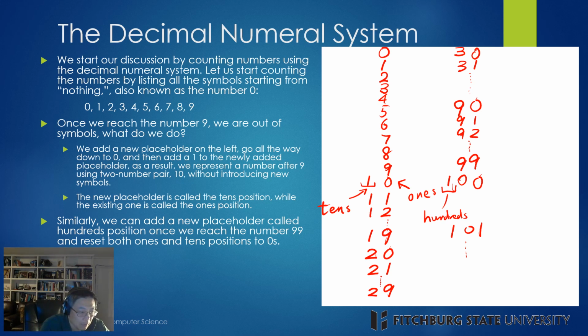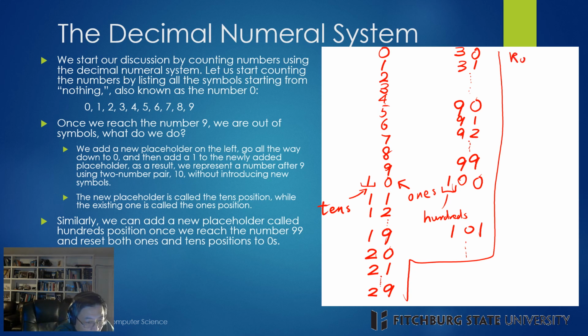Now when we talk about the decimal numeral system and its advantage, let's actually talk about another numeral system, and then we just compare these two. So the other numeral system we're going to talk about is called Roman numeral. Now if you have an old clock or your grandpa's clock, sometimes you're going to see these Roman numerals.